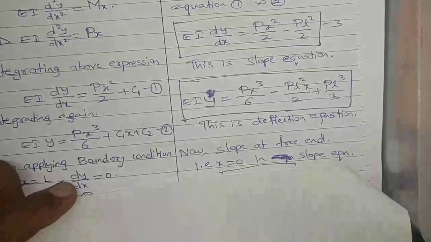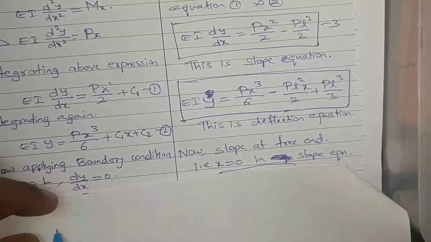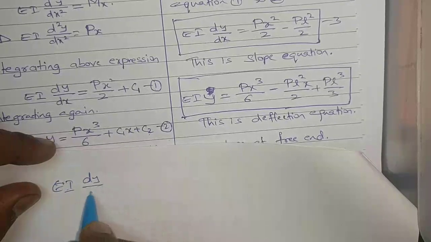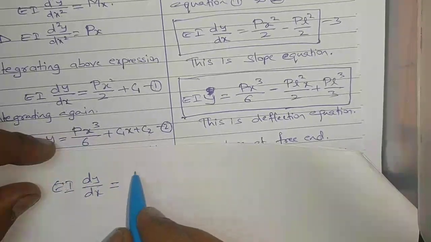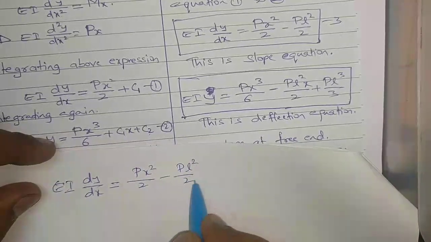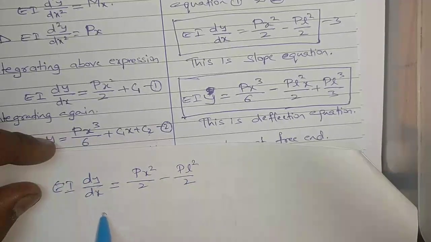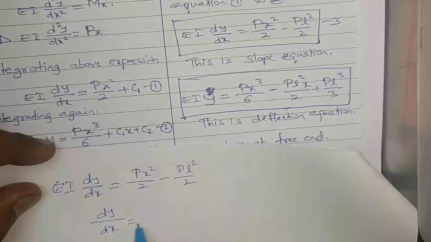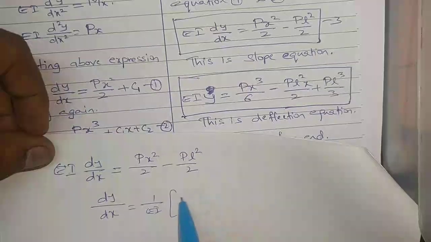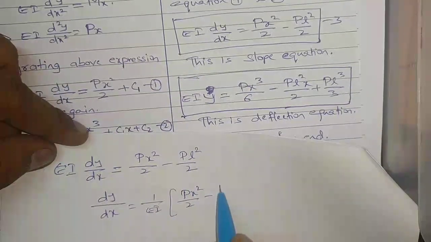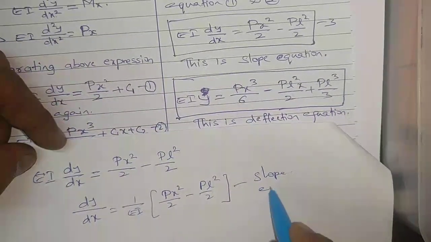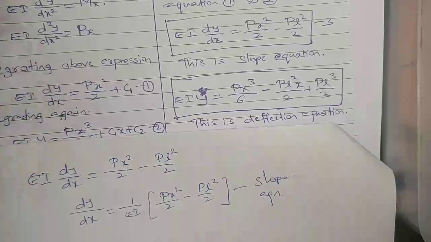So you got the slope equation as EI dy by dx is equal to Px square by 2 minus PL square by 2. This is the slope equation. So dy by dx will become 1 by EI into Px square by 2 minus PL square by 2. This is the slope equation.